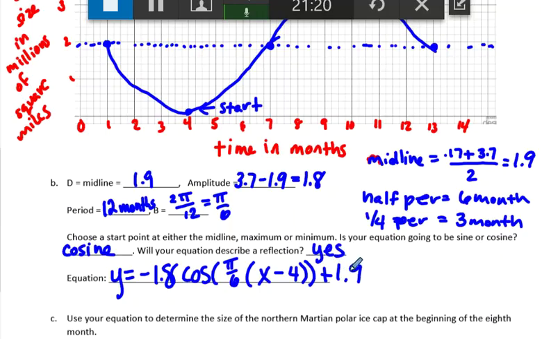Question? How'd you get 1.9? So 1.9 is the vertical shift, and we got that from the midline. Remember when we averaged the top and the bottom?